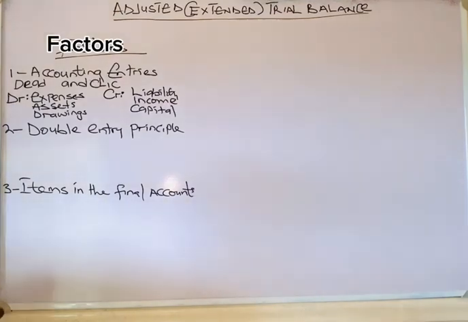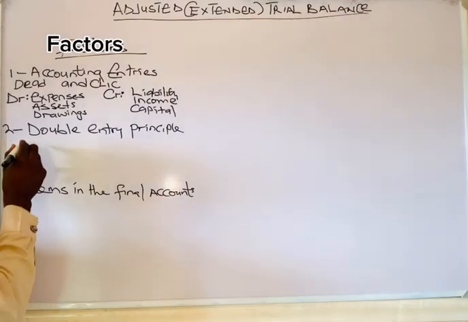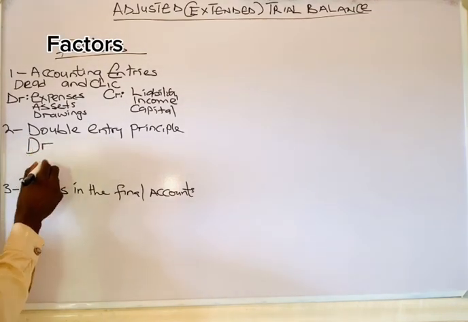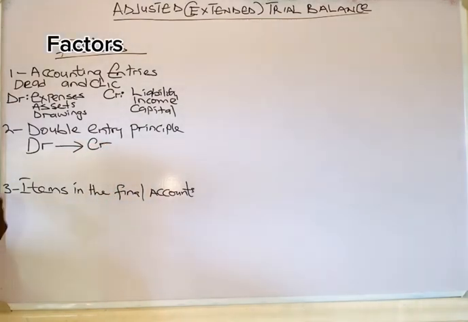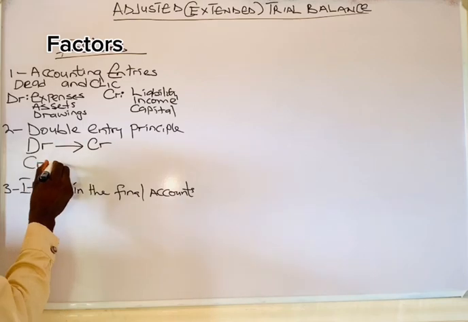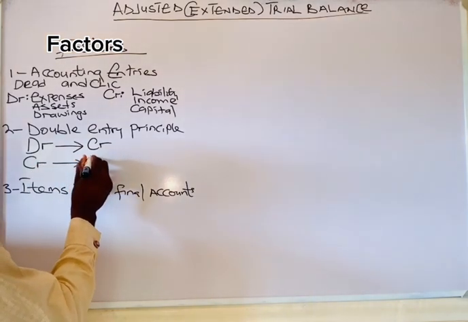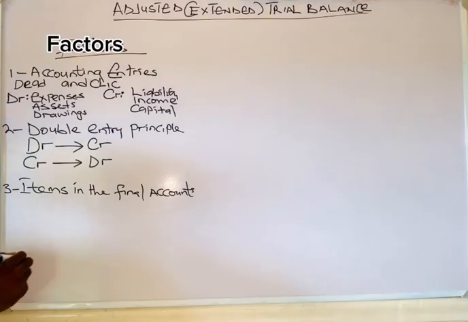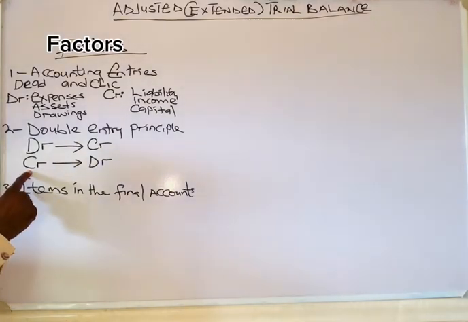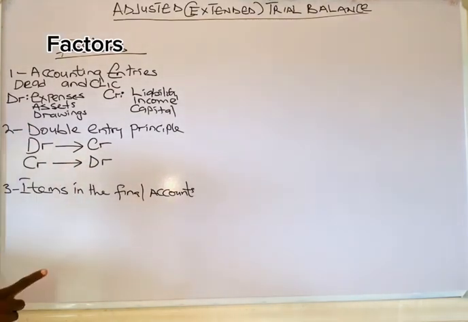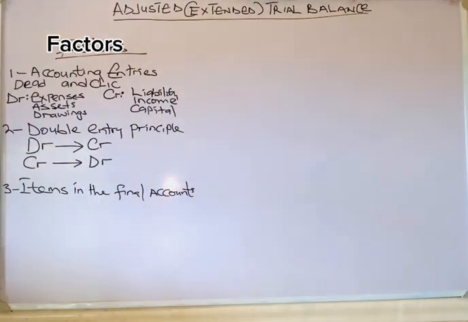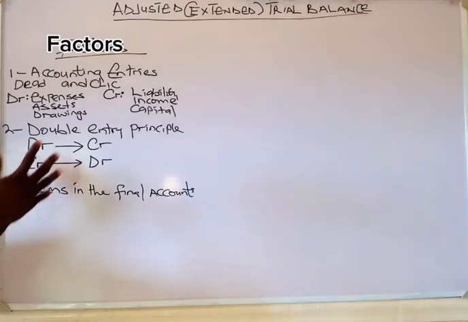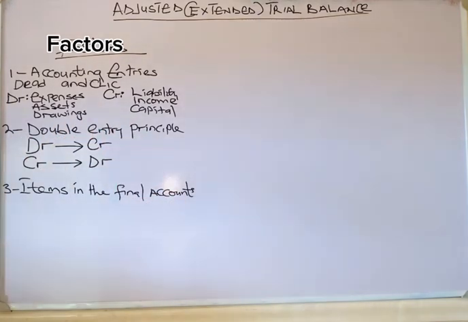The second factor is the double entry principle. The double entry principle says that for a debit entry, there must be a corresponding credit entry. For a credit entry, there must also be a corresponding debit entry. For a single transaction, you must have credit and debit. That is the principle of the double entry, and it will help us during our adjustment.